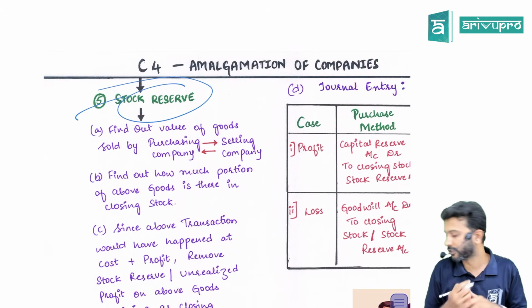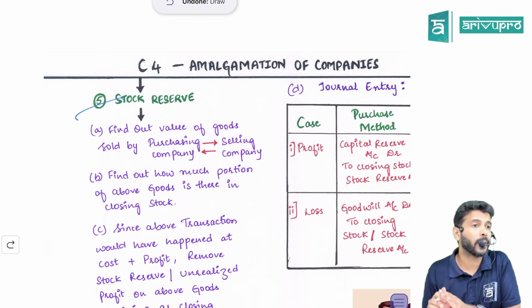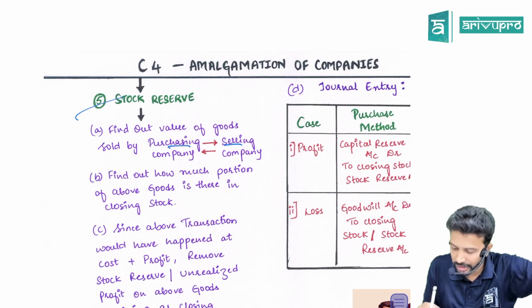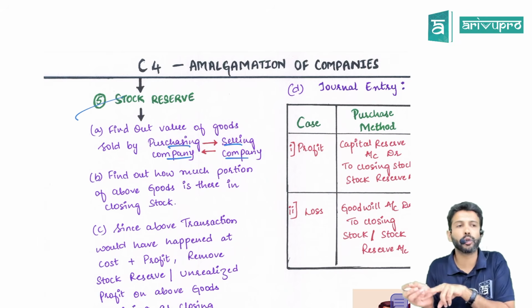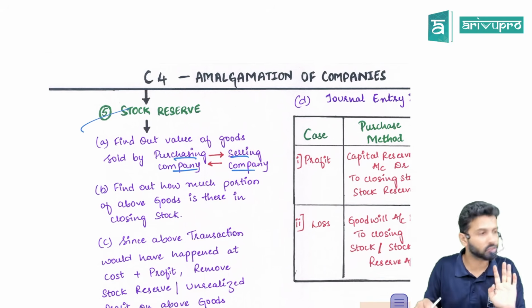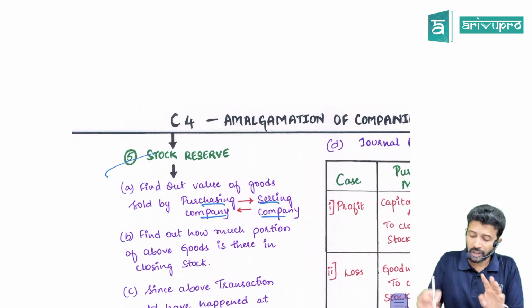Next is your stock reserve. Stock reserve appears or happens when either the purchasing company has sold goods to the selling company or the selling company has sold goods to the purchasing company. Both scenarios could arise. Okay. But what is stock reserve basically?